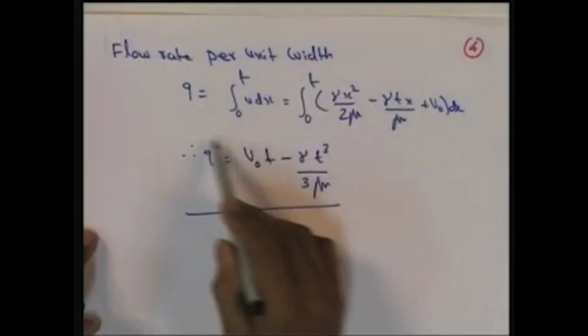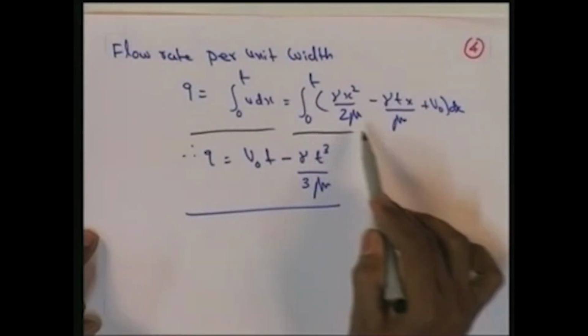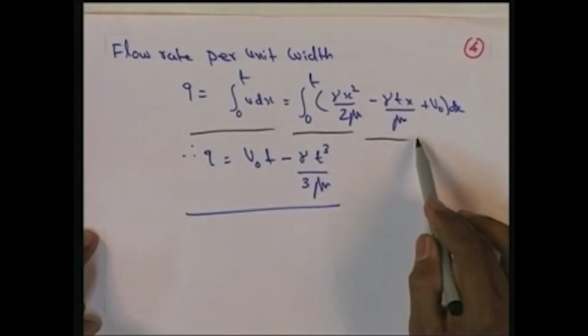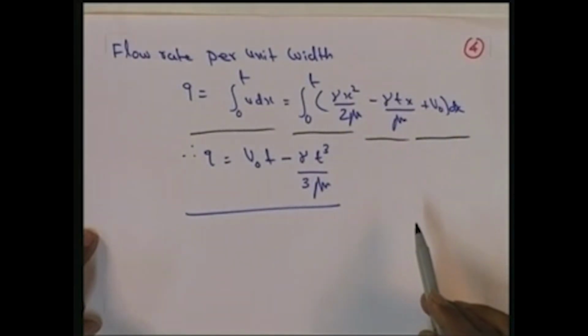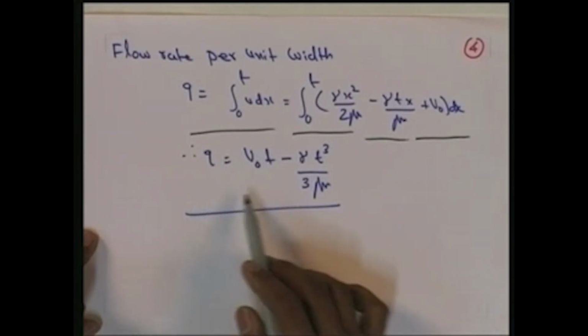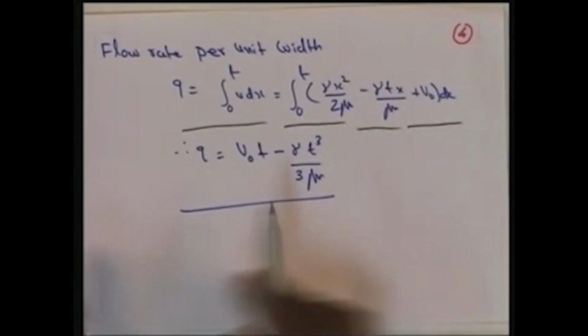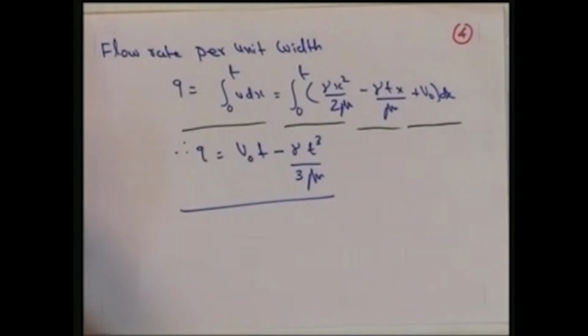Say the velocity of the belt is known. So, we can find out the flow rate per unit width, that is obtained as q is equal to the integral from 0 to t of v dx, as shown here. That is, the integral from 0 to t of (gamma x squared by 2 mu minus gamma t x by mu plus v0) dx. From which we get q is equal to v0 t minus gamma t cube by 3 mu.